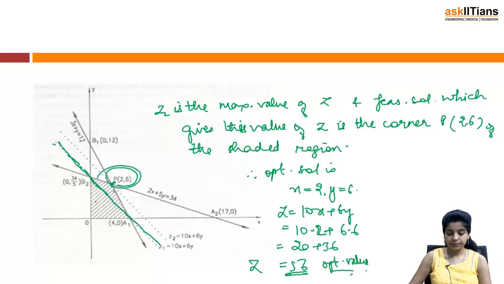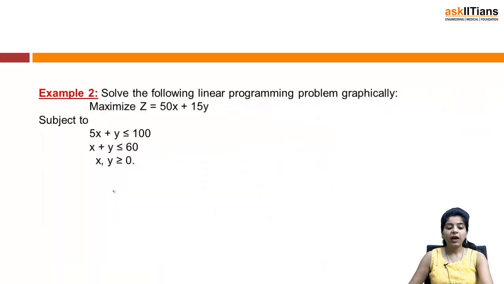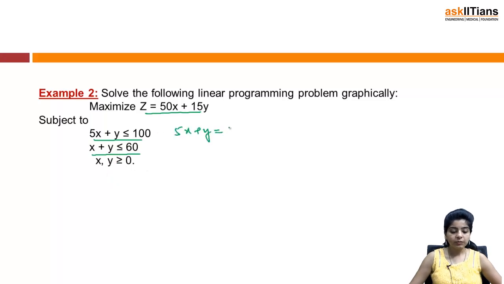Second example that we have is: solve the following linear programming problem graphically. Maximize z equal to 50x plus 15y subject to 5x plus y is less than or equal to 100, x plus y is less than or equal to 60, and x and y are greater than or equal to 0. So here again convert them into equations: 5x plus y equal to 100, then we have x plus y equal to 60.